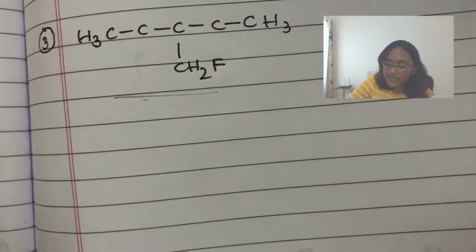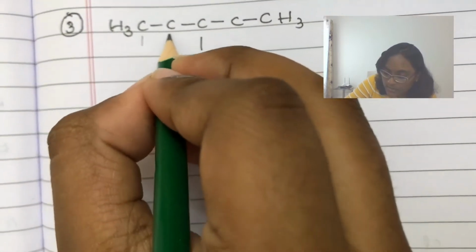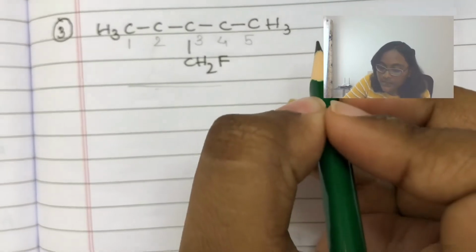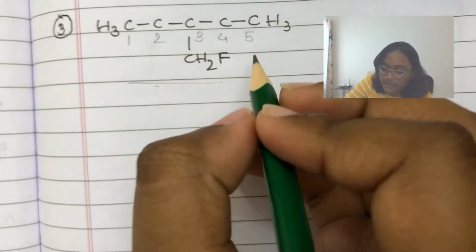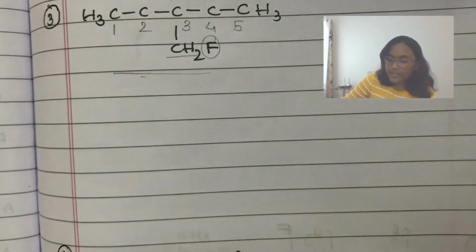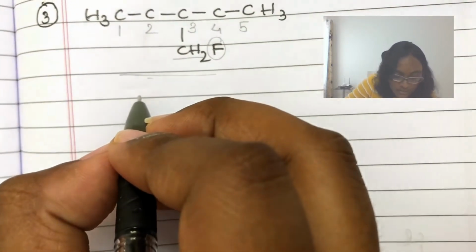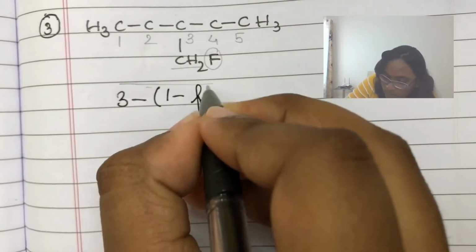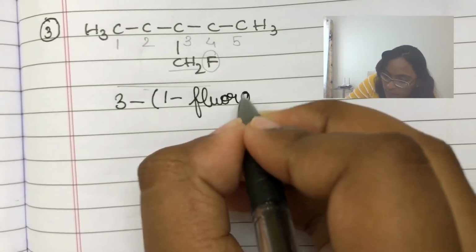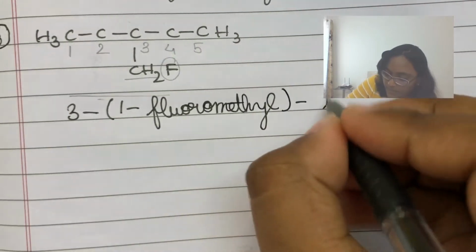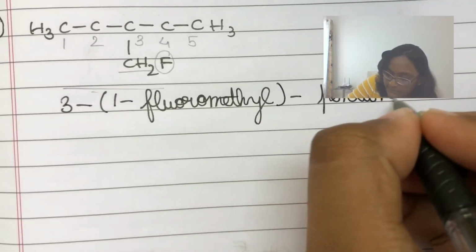The third task is the structure. Over here we see that there are 1, 2, 3, 4 and 5 carbons on the chain, and on the third carbon there is a fluoromethyl group. Hence the answer to this question is 3-(fluoromethyl)pentane.